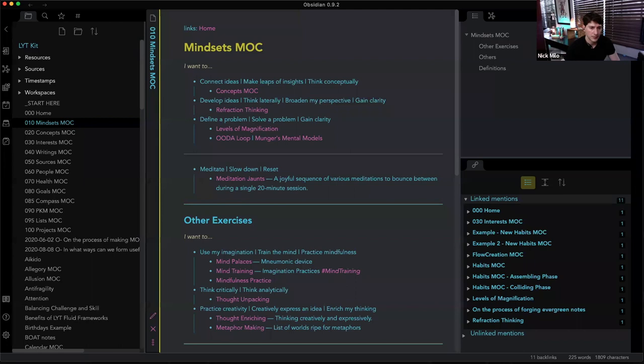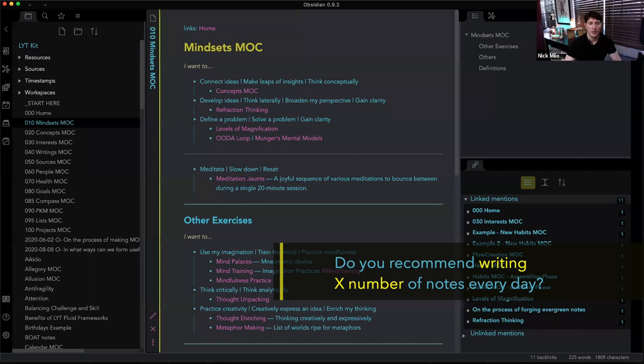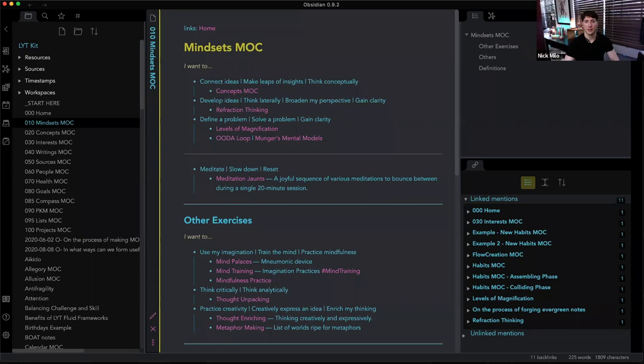Oyster sauce: Do you recommend writing X number of notes every day? No, I think you should write them as the opportunity comes up. Now, if you are a serious professional knowledge worker, well, then yeah, you have to put in the work. It just depends what you're doing in life. A good metric to consider is this: how many evergreen notes did I write today? And maybe you want to get above 3. It doesn't seem like a lot, but 3 times 365, you're doing a lot of work. So that's something to consider.